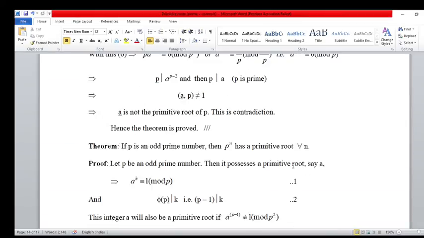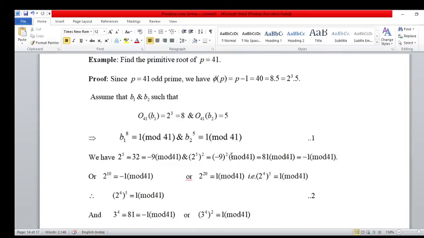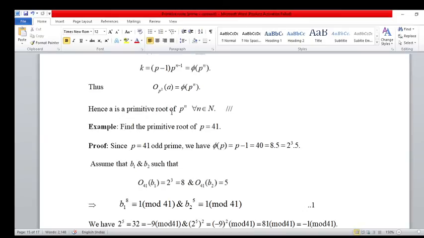So p possesses a primitive root, say that root is a, meaning a is the primitive root of p raised to the power n. So here in the last line, a is the primitive root of p raised to the power n. This theorem is true, and today's lecture is over.